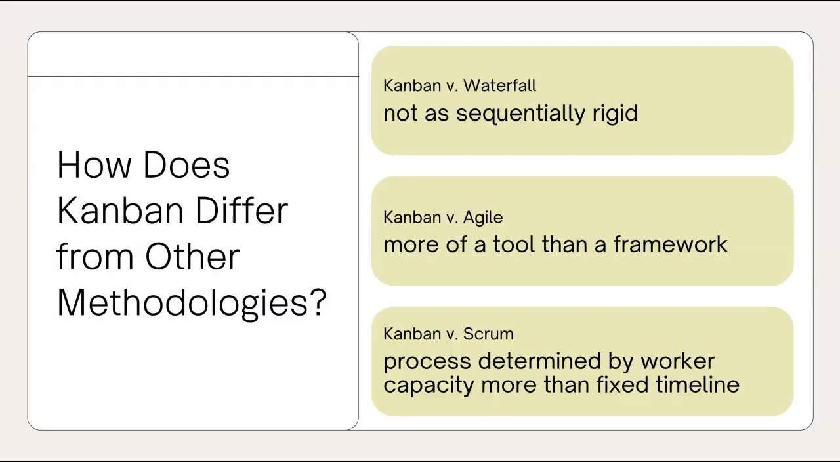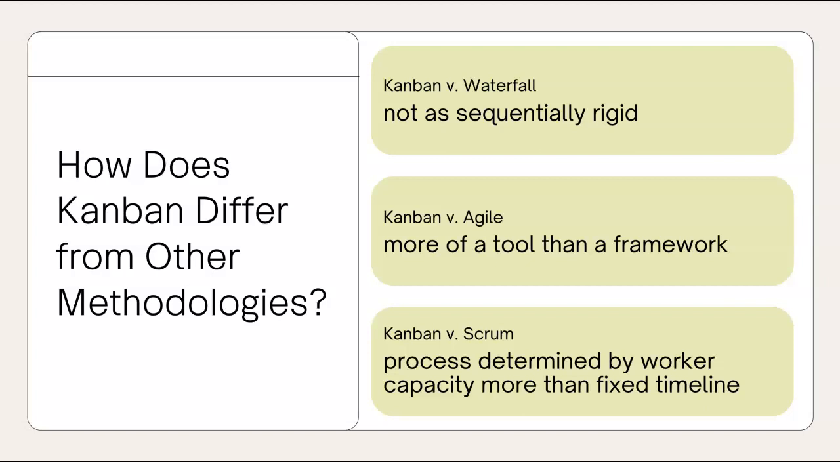Let's talk about how Kanban differs from other methodologies that we've covered. The three that Kanban is often compared against are Waterfall, Agile, and Scrum. In Waterfall, the main difference is that Kanban is not as sequentially rigid. In the Waterfall method, all tasks in a certain step need to be completed to move on to the next step of the process. So if you had a certain amount of tasks in a to-do category, before you could move on to the in progress or done category, you would have to finish all of the tasks in that to-do category to then start them into the next process, which is a little bit different than Kanban.